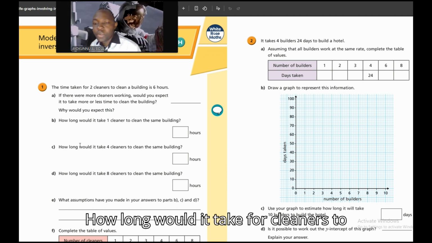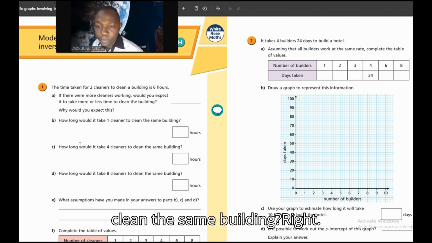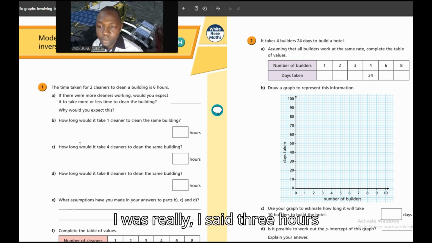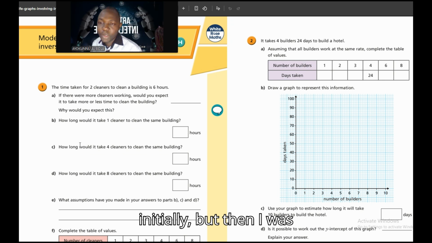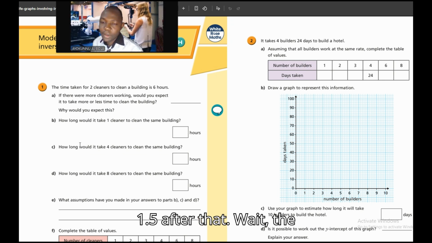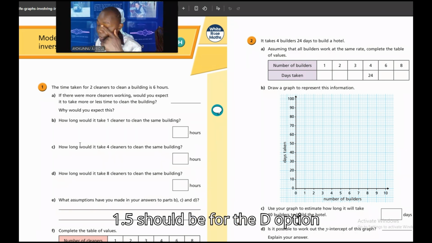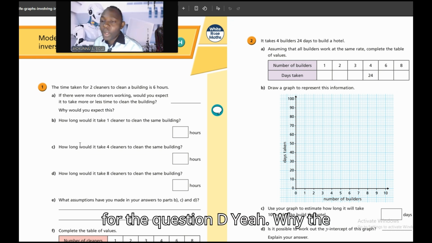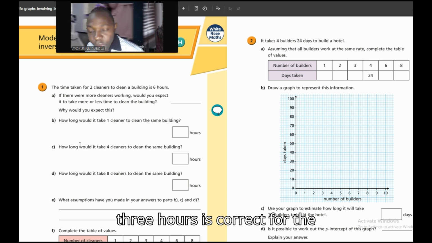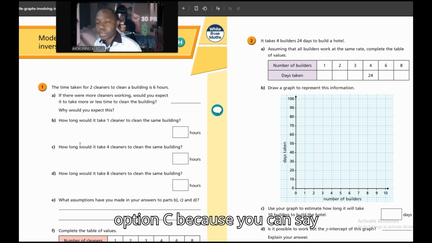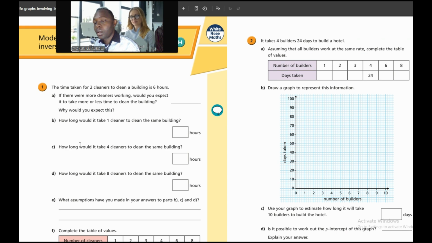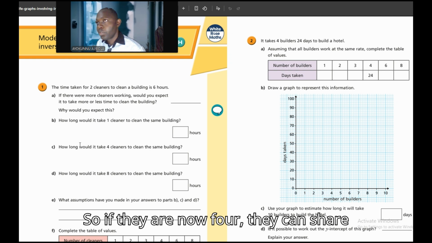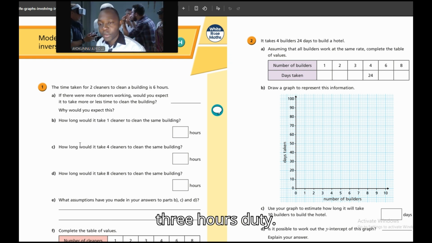How long would it take 4 cleaners to clean the same building? I said 3 hours initially, but then I went for 1.5 after that. Wait, the 1.5 should be for option D. The 3 hours is correct for option C because a person has 12 hours in all. So if they are now four, they can share 3 hours of duty.